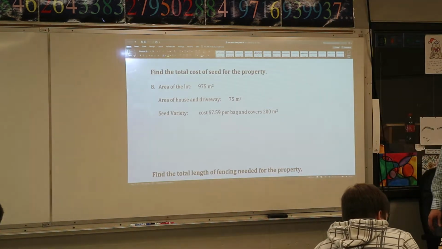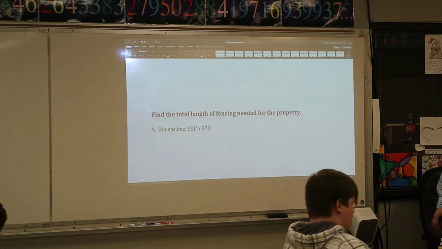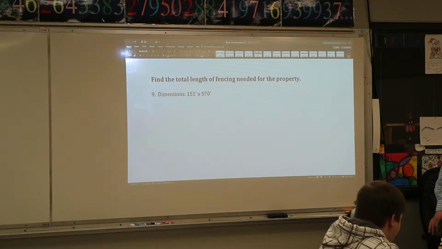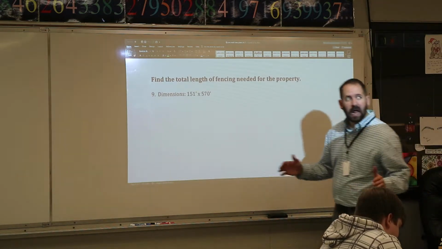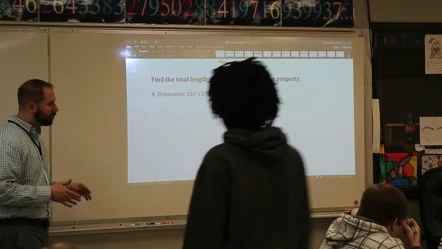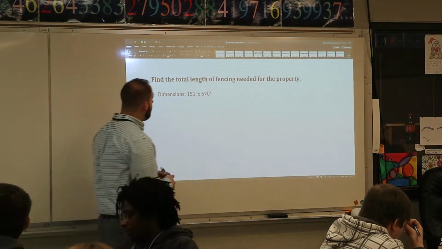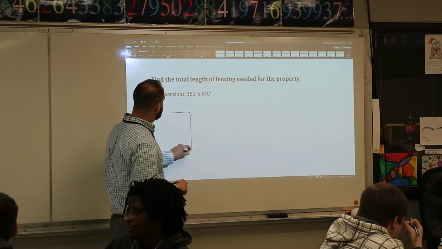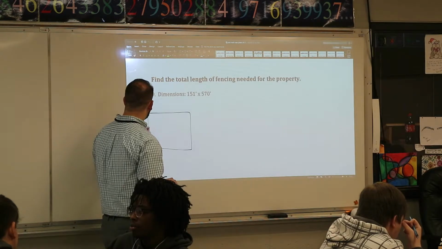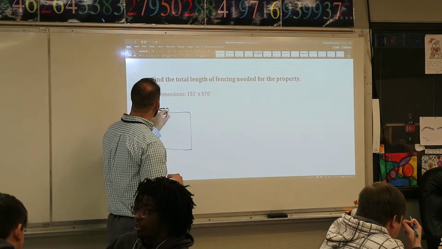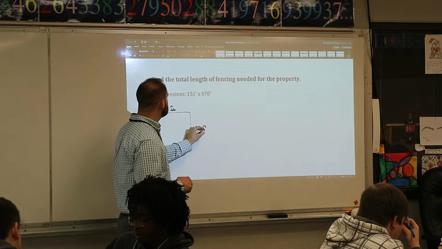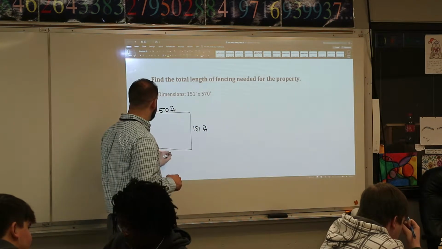Last one of the day. Number 9 for this chapter 7 test. All right, total fence. You have a really big lot. This is a really big dimension, so you're kind of like an acreage. I'm going to draw a mock picture of this. You do not have to do this. It's 151 feet by 570 feet by 151 feet by 570 feet.